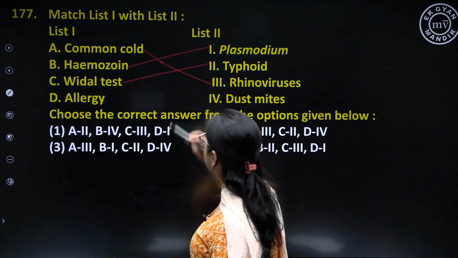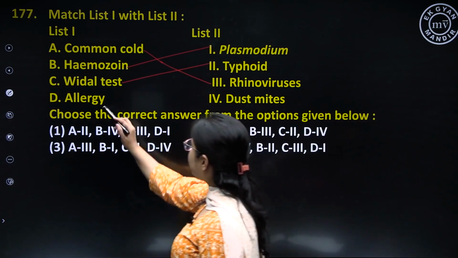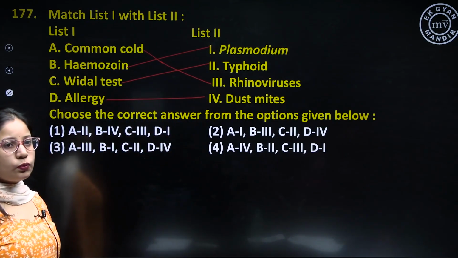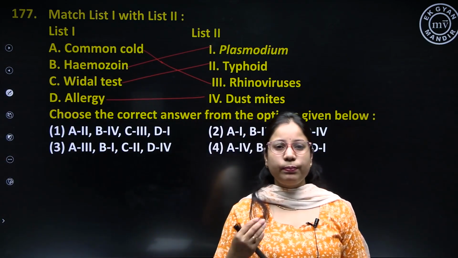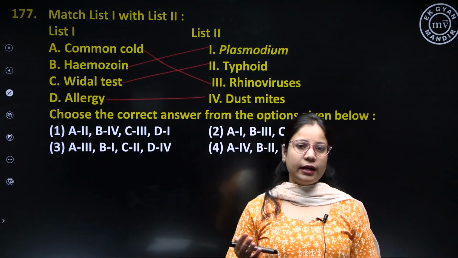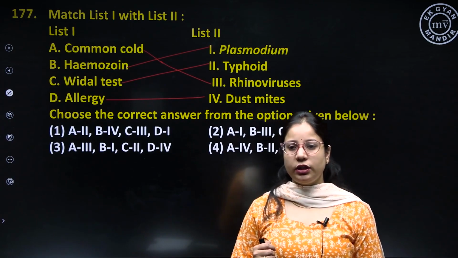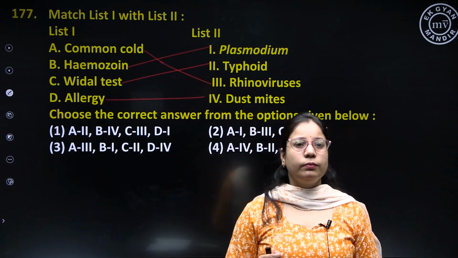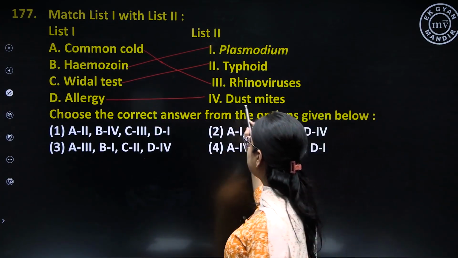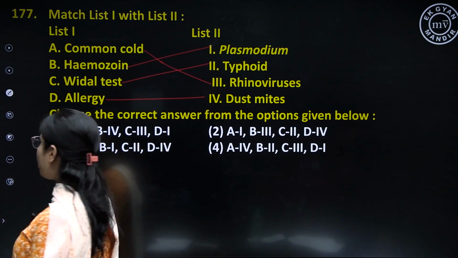Vidal test is a diagnostic test which is used to confirm typhoid in a patient. And then we have allergy. Allergy is an exaggerated immune response whenever the immune system is hypersensitive towards any particle, that is called allergy. And the common allergens can be dust, hay fever is also a type of allergy, it can be pollen grains, it can be silica particles, anything can cause allergy in a particular person. So here the correct match for allergy is dust mites. So the correct option for question number 177 is option number 3.